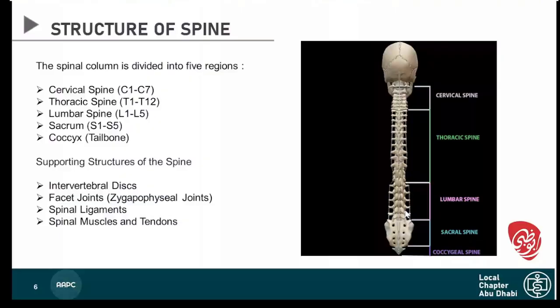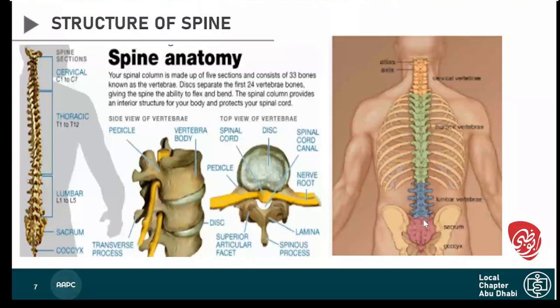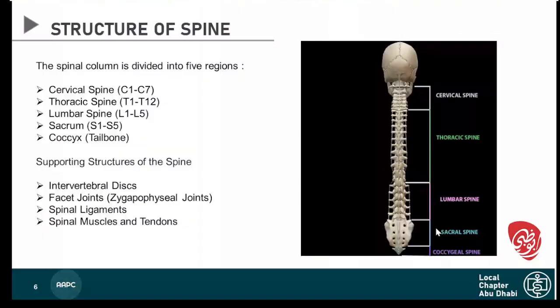The sacral vertebrae link with the iliac bone and form a sacro-iliac joint, and it also helps in providing structural stability to the human body. Okay. So this is about the cervical, thoracic, lumbar, sacral, and coccygeal spine. The other supporting structures of the spine are intervertebral discs, facet joints, spinal ligaments, spinal muscles, and tendons.